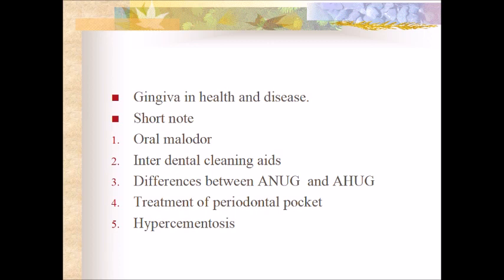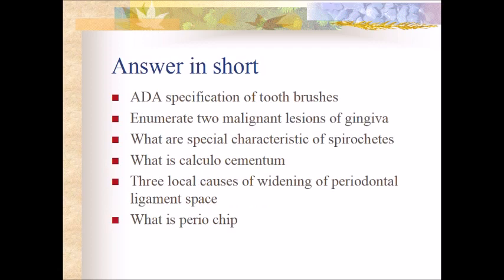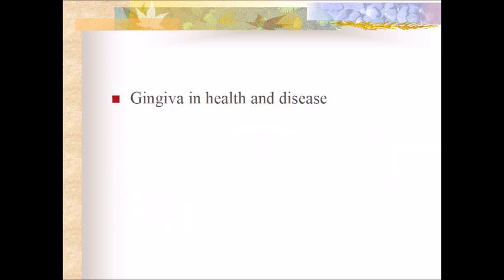In this we will be discussing Section 1. The long question that will be there: gingiva in health and disease. Short notes: oral malodor, interdental cleaning aid, difference between acute necrotizing ulcerative gingivitis and herpetic gingivostomatitis, treatment of periodontal pocket, and hypercementosis, followed by the short notes.